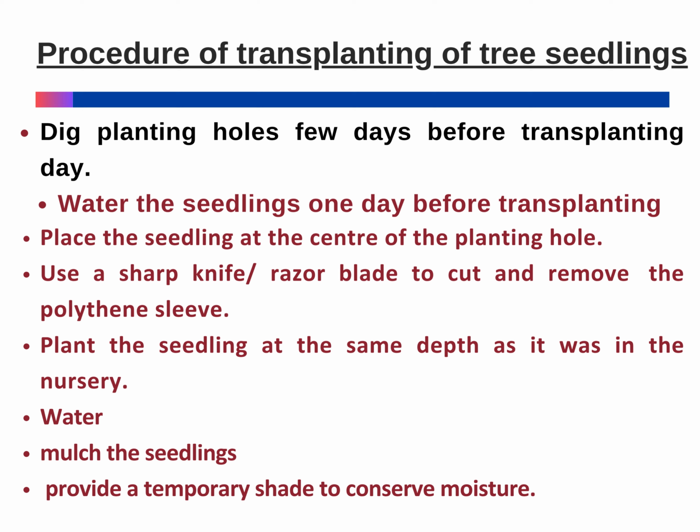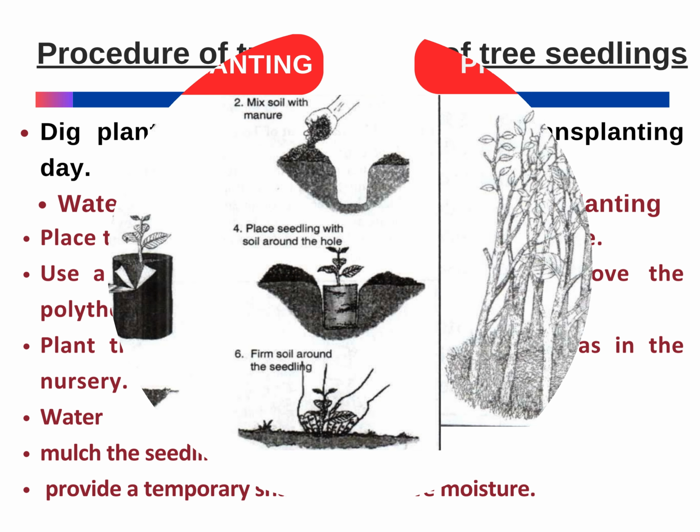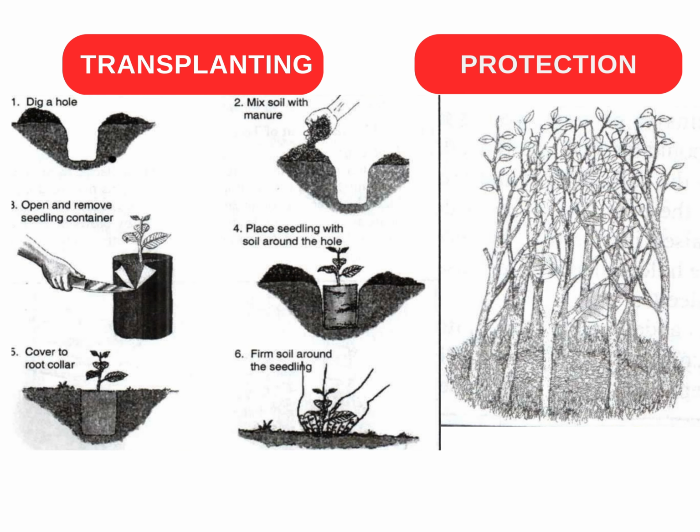Procedure of transplanting of tree seedlings. Dig planting holes few days before transplanting day. Water the seedlings 1 day before transplanting. Place the seedling at the center of the planting hole. Use a sharp knife or razor blade to cut and remove the polythene sleeve. Plant the seedling at the same depth as it was in the nursery. Water, mulch the seedlings. Provide a temporary shade to conserve moisture. The following shows the diagrams of transplanting and protection.